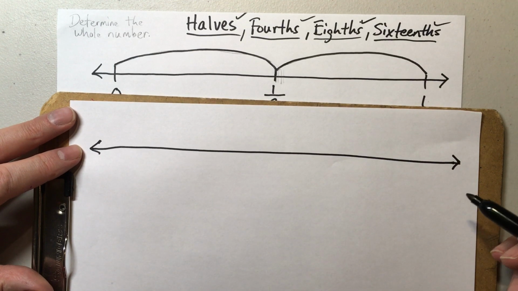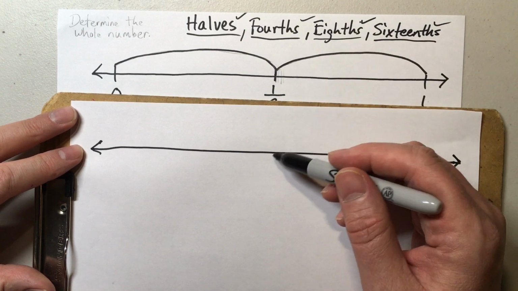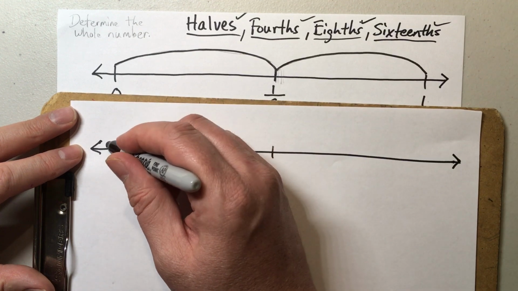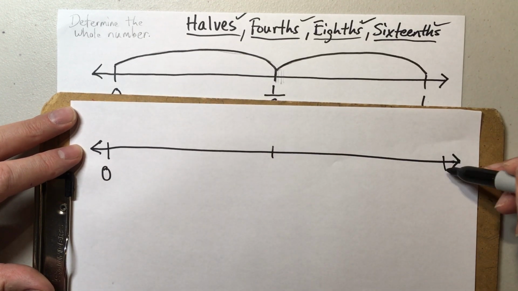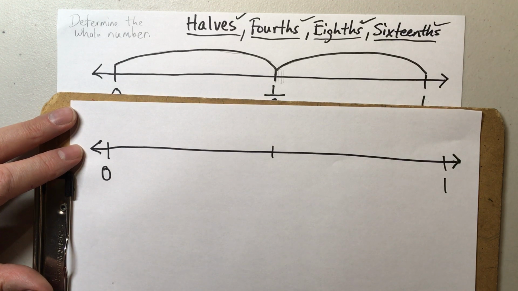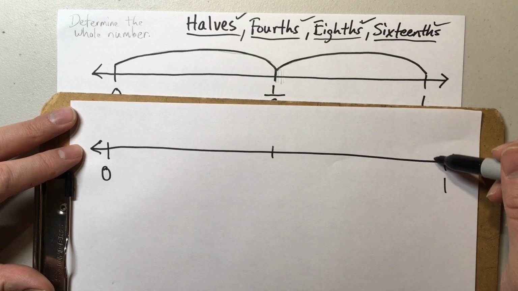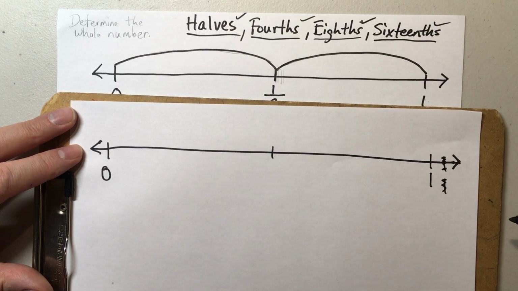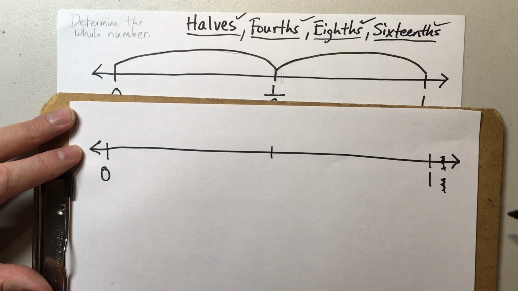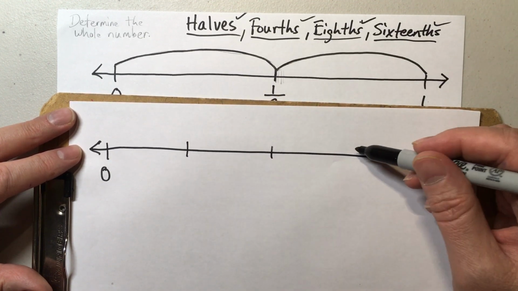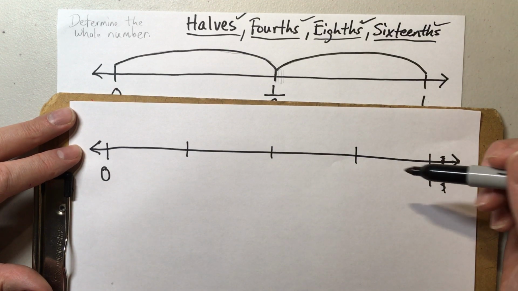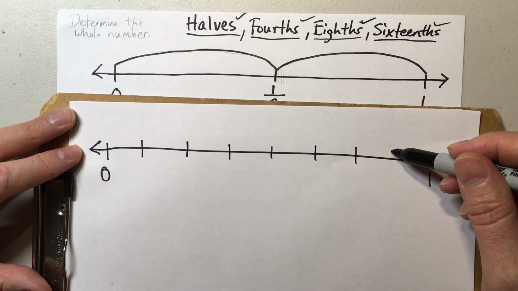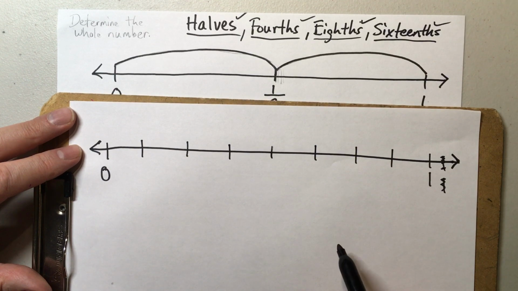Remember what to do, folks: you're going to start at the half mark. Actually, it might be easier for me to go 0, 1, just like that, right off the bat. You can see I'm just a little bit off here, so I'm going to readjust that. Now we're going to cut these into fourths, and then we're going to cut our fourths into halves. So now we'll have 8 equal jumps from 0 to 1.